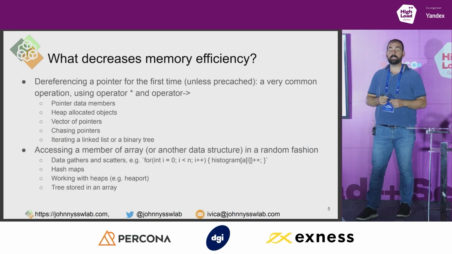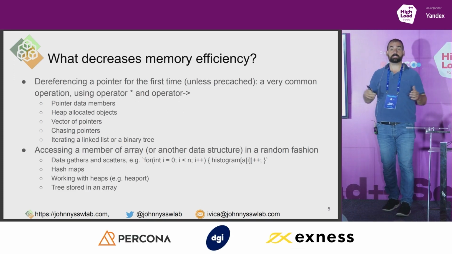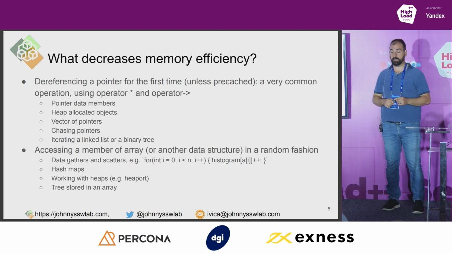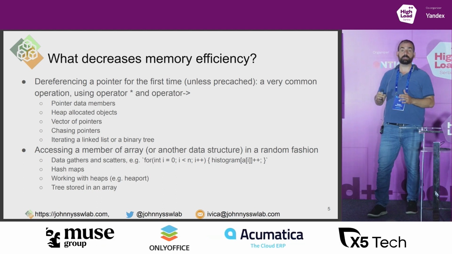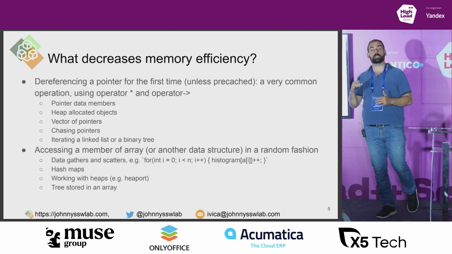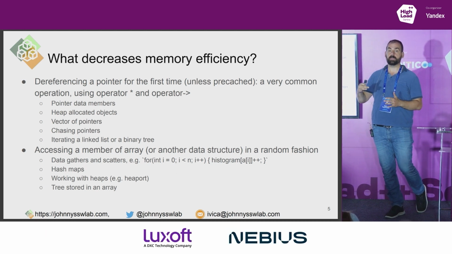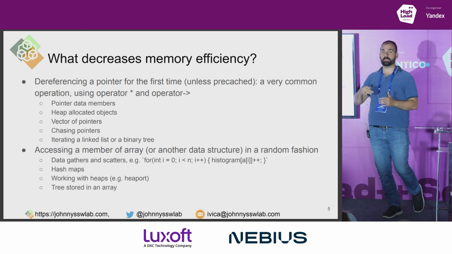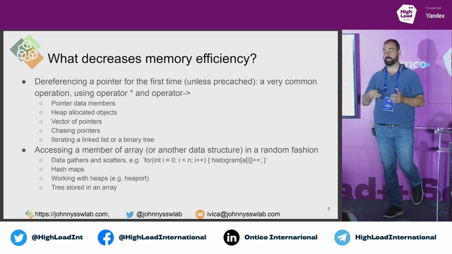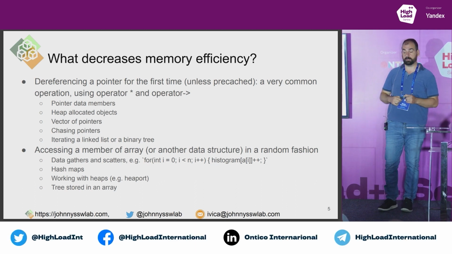So what decreases memory efficiency? What constructs in your program decrease memory efficiency? Everything that has to do with pointers in one way or another can potentially lead to data cache misses and fetching memory that is not in the data caches. Not necessarily, but most of them can.